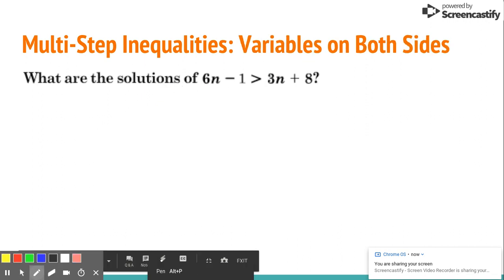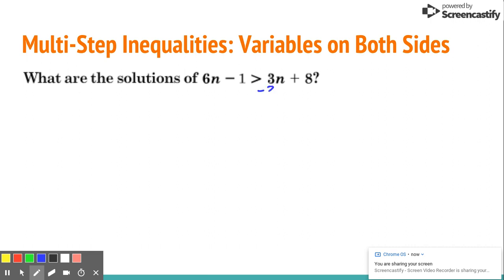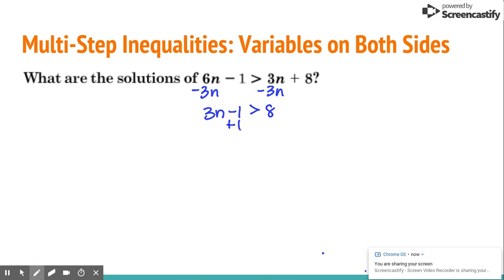Variables on both sides, just like solving equations. Let's move the smaller variable first. 3n minus 1 is greater than or equal to 8. Add 1 to both sides. 3n is greater than 9. Divide both sides by 3. I am not dividing by a negative, so I can keep the inequality as is. N is greater than 3.